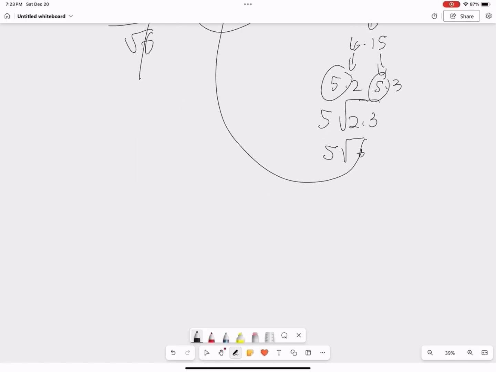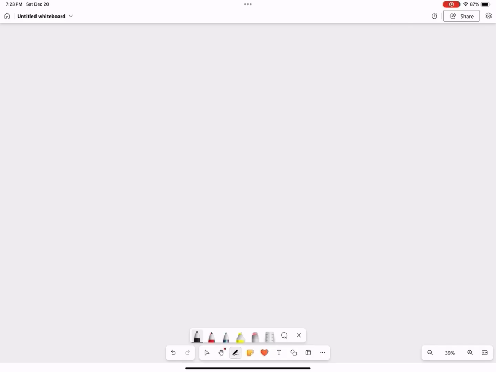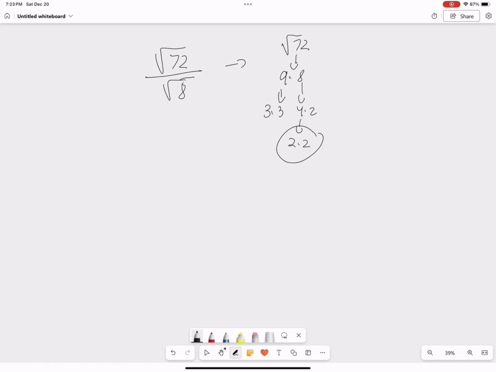Another one, just for fun's sake. Square root of 72 divided by square root of 8. Let's break these both down with prime factorization. Square root of 72 is equal to 9 times 8. Break these down to 3 times 3, 4 times 2, and 2 times 2. We have a pair, and we have a pair. This is not a pair, so it just stays inside. So we have 2 times 3 times root 2, so this becomes 6 root 2 on the top.